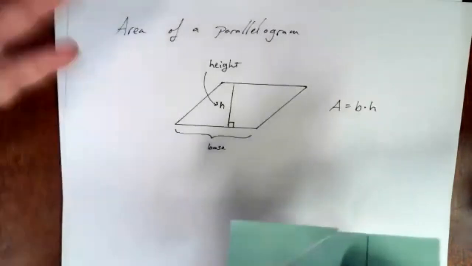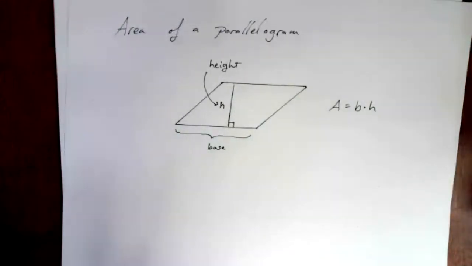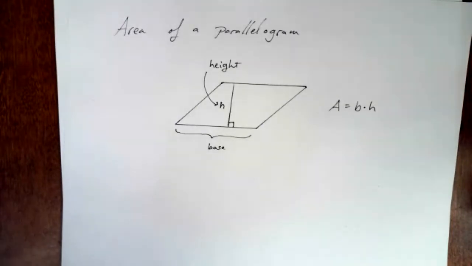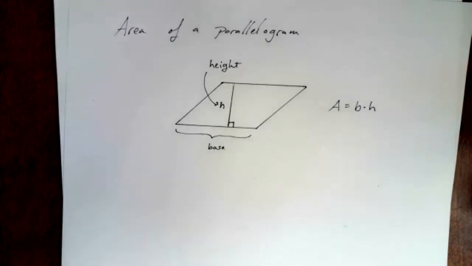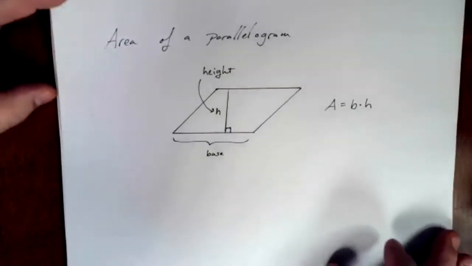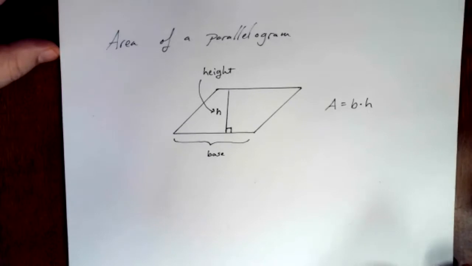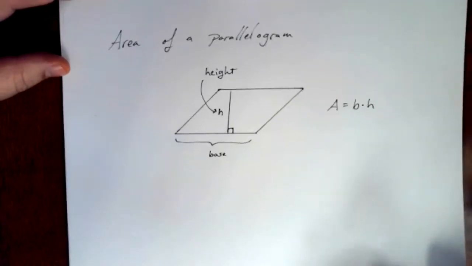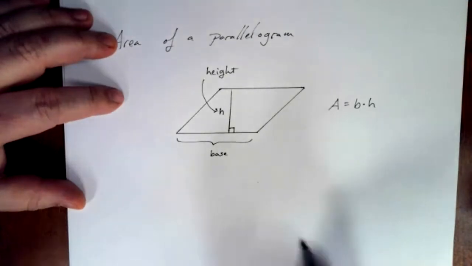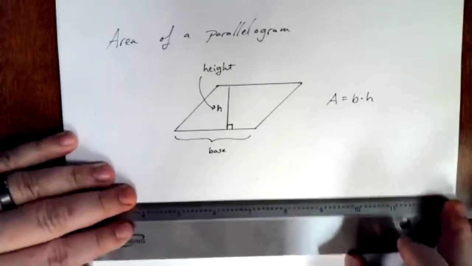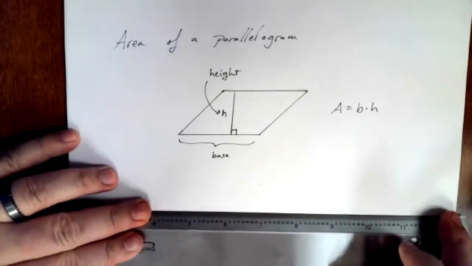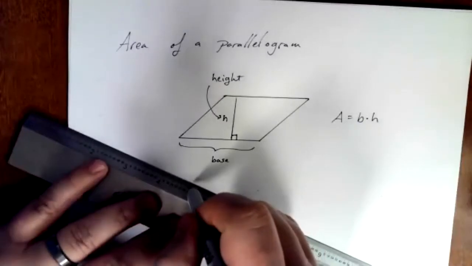So these formulas are not magic. They're based upon other things we know in math, like, for example, in this case, the rectangle. So just so that we can do this, how about this? I will make a parallelogram.